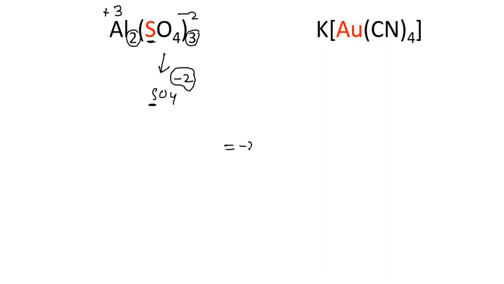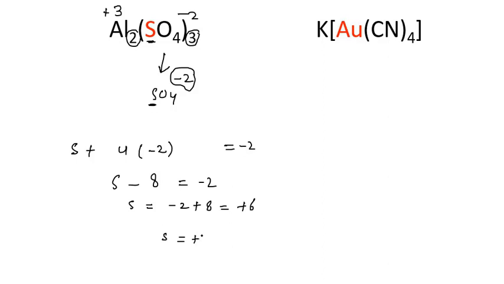I mentioned here it is -2. The sulfur oxidation number is to be calculated, and for the 4 oxygens, of course, it is -2. We can simplify: sulfur, and 4 times 2 is 8, and it is equal to -2. We can simplify further. Sulfur, it is -2 plus 8, and here we get +6. Sulfur shows +6 oxidation number.